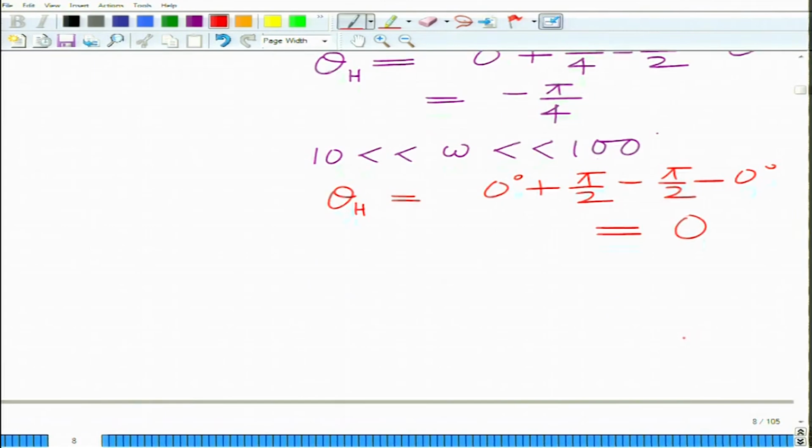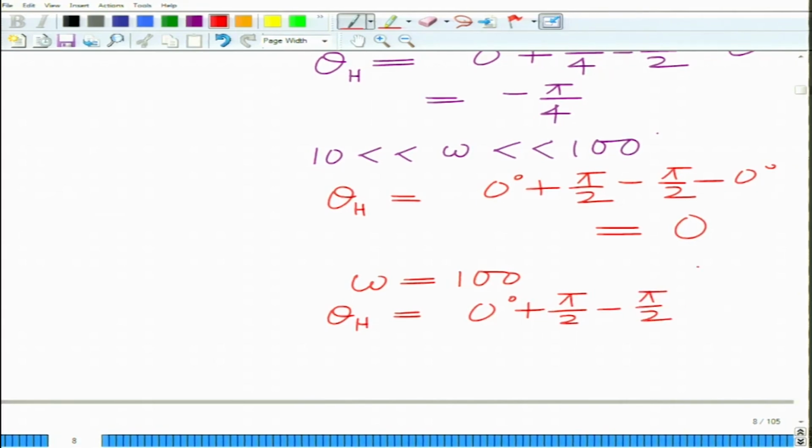And finally, when omega equals 100, theta h equals 0 degrees plus, for 1 plus j omega over 10, pi by 2; in the denominator, 1 plus j omega, that is minus pi by 2; and 1 plus j omega by 100 corresponds to minus pi by 4. Okay.